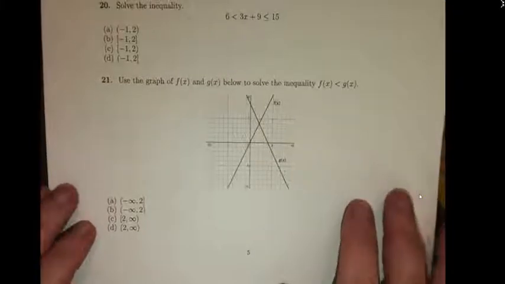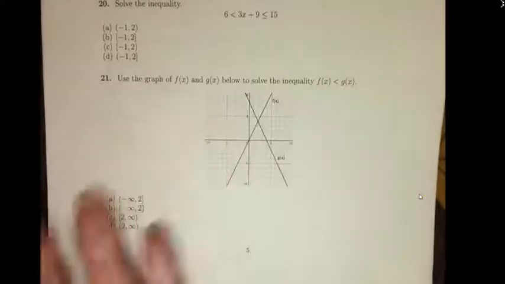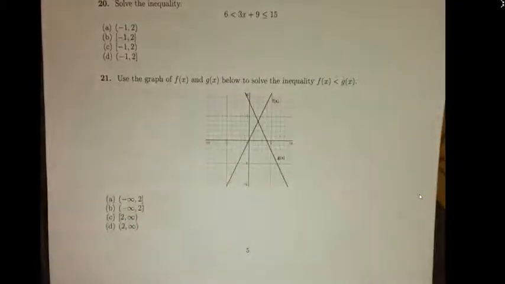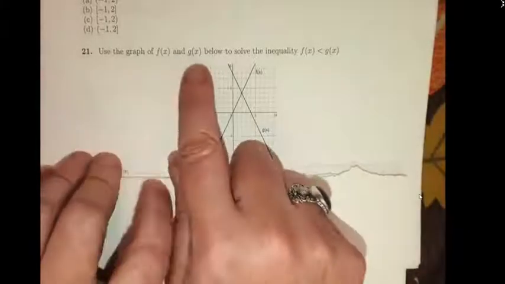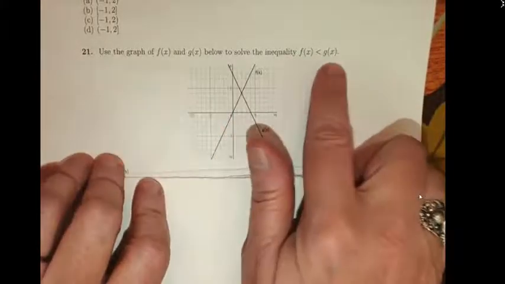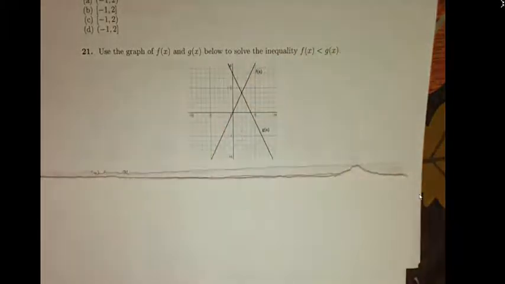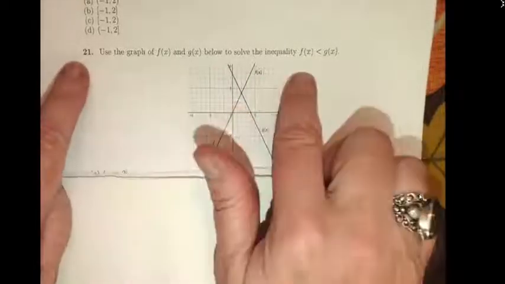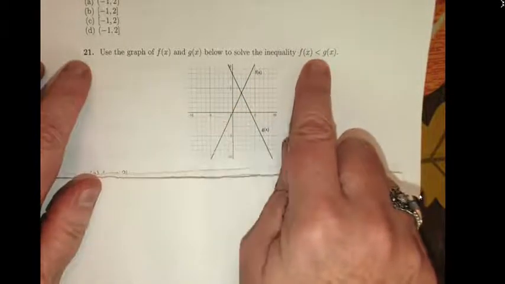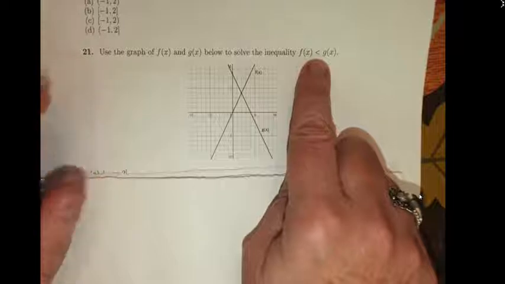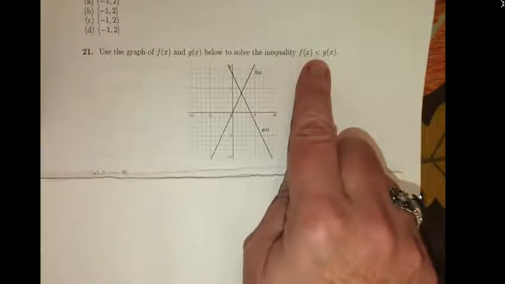Okay, continuing now with question 21, we're going to do the next batch of 10 questions on this practice final for 2019 practice. This says to use the graph of f of x and g of x below to solve the inequality. Now, the random variable on this one, the symbol could be the less than symbol, the greater than symbol, or the less than or equal symbol, or the greater than or equal symbol.